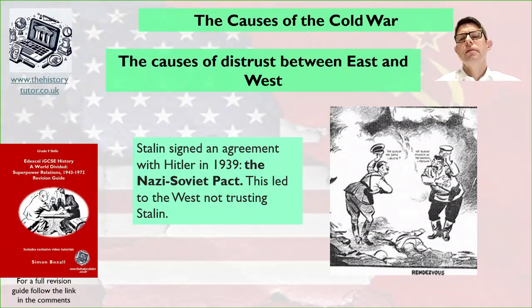Also, Stalin led to distrust by signing the Nazi-Soviet Pact with Hitler in 1939. He let down the West. He made a deal with the Nazi dictator, and the West was no longer trusting of Stalin.